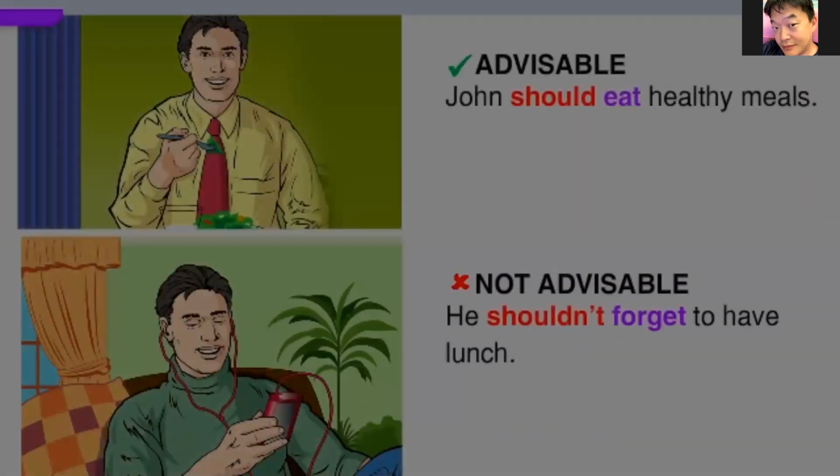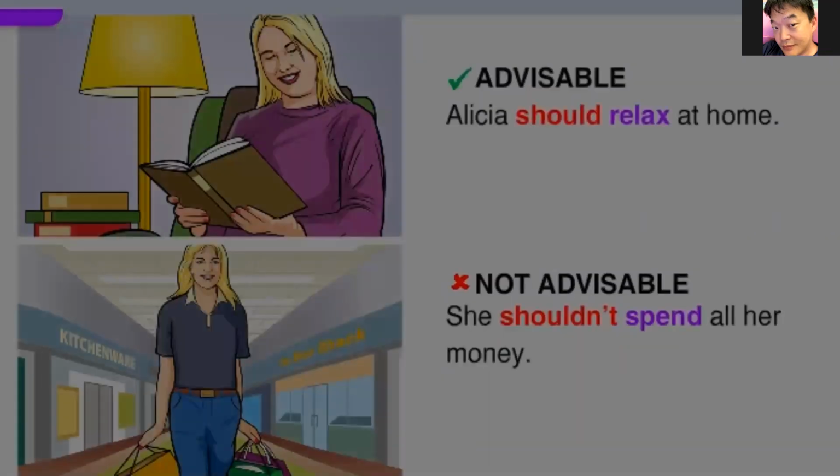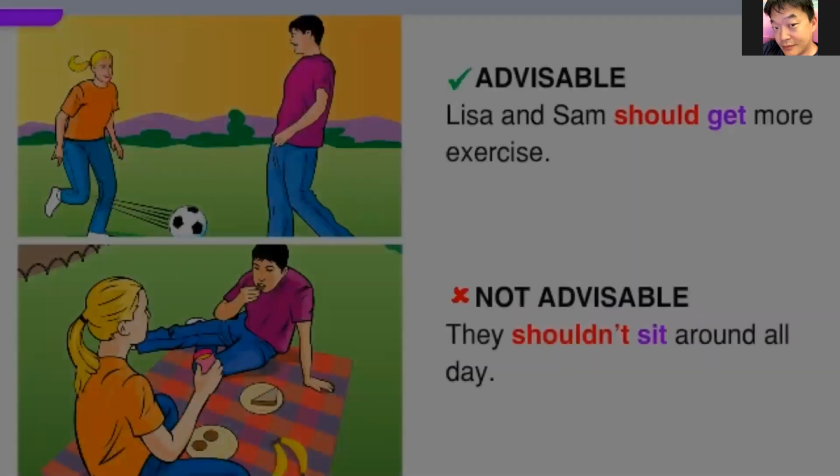Advisable. John should eat healthy meals. Not advisable. He shouldn't forget to have lunch. Advisable. Alicia should relax at home. Not advisable. She shouldn't spend all her money. Advisable. Lisa and Sam should get more exercise. Not advisable. They shouldn't sit around all day.